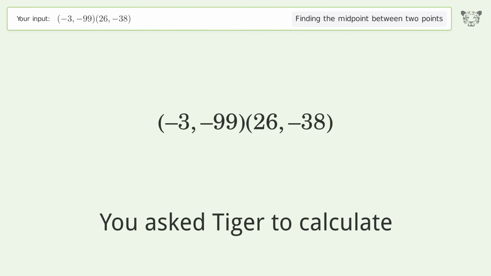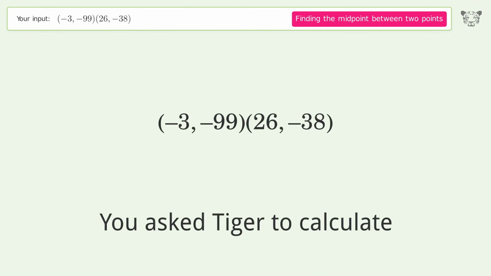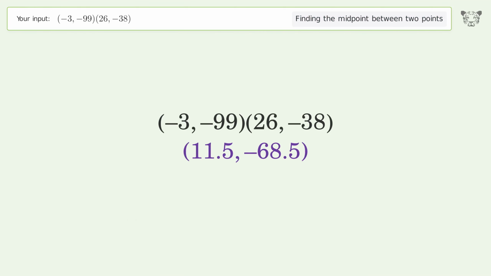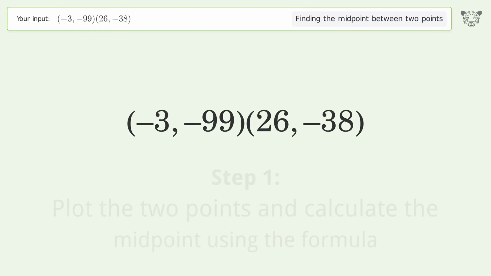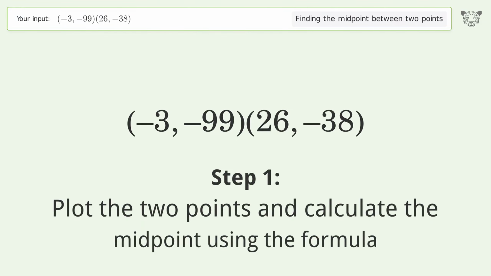You ask Tiger to calculate. This deals with finding the midpoint between 2 points. The midpoint between the 2 points is 11.5, negative 68.5. Let's solve it step by step. Plot the 2 points and calculate the midpoint using the formula.